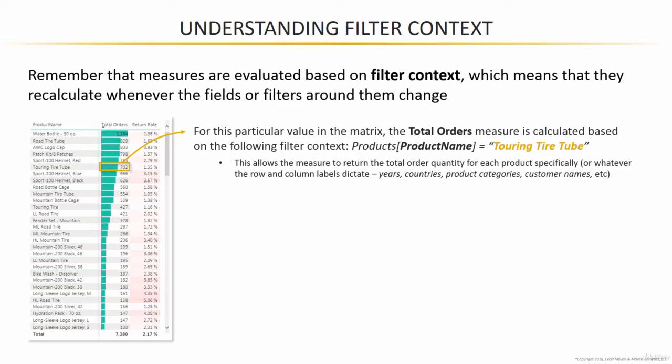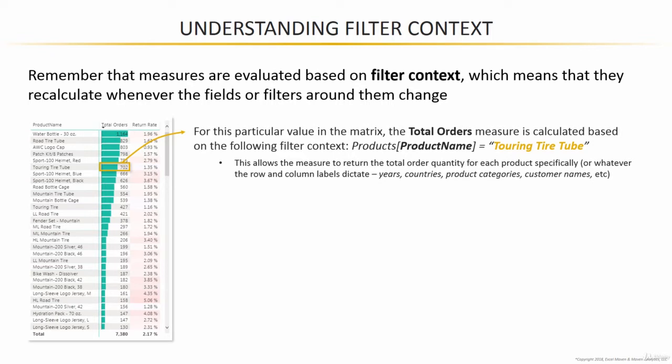So this is pretty intuitive on the surface. This allows the measure, the total orders measure, to return the order quantity for each product specifically, or whatever the matrix row and column labels dictate. That could be years, could be countries, product categories, customer names.